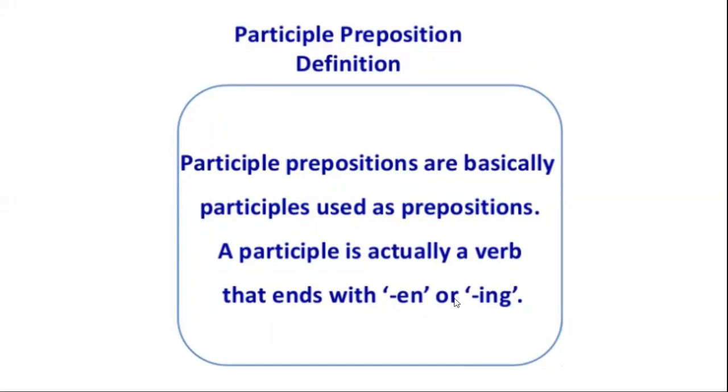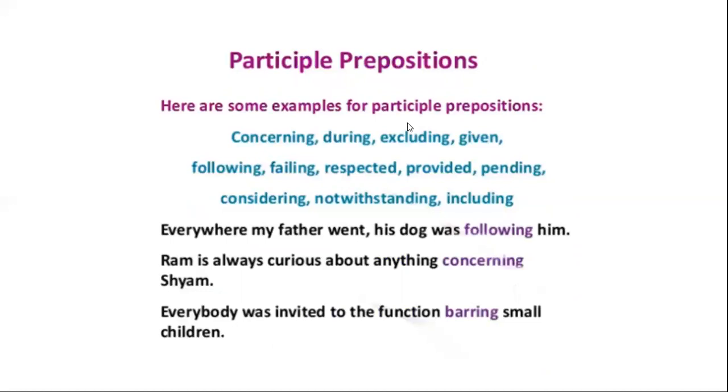Here are some examples for participle prepositions: concerning, during, excluding, given, following, failing, respected, provided, pending, considering, notwithstanding, including. So these prepositions are called participle prepositions, ending with ing or ending with en, like given, during, excluding. For example, everywhere my father went, his dog was following him.